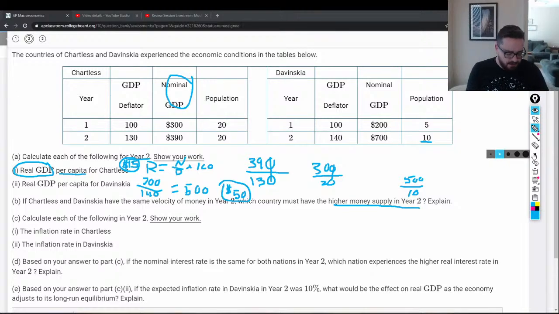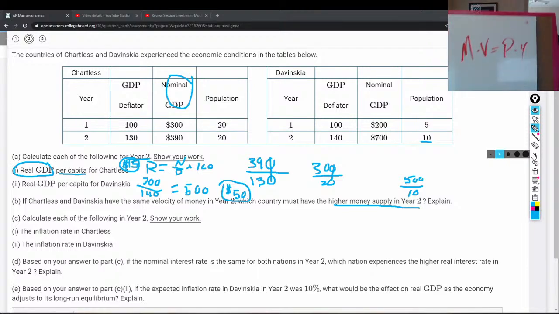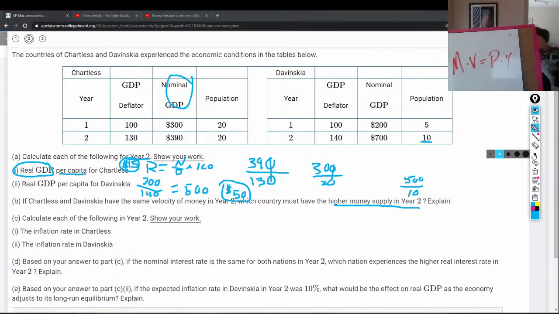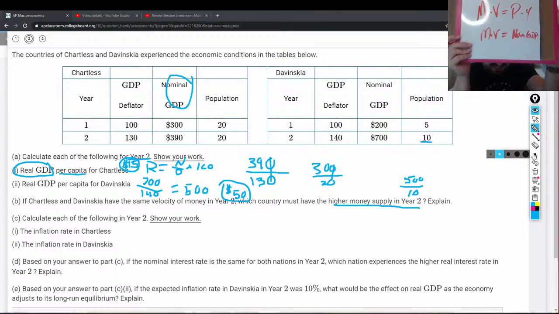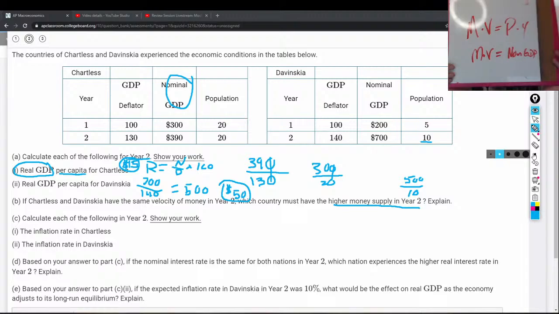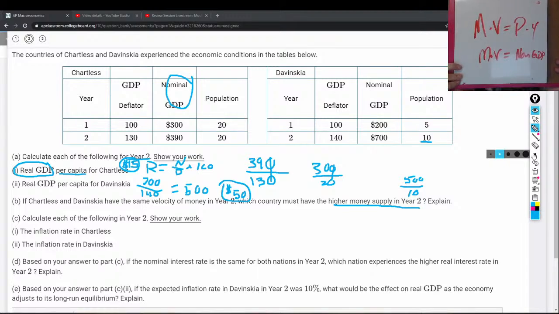It is gross. Okay. The quantity theory of money is M times V equals P times Y. It is the money supply times the velocity of money equals price level times real output. However, P times Y is nominal GDP. So really, it's money supply times velocity of money equals nominal GDP. All right. The question's telling me that they both have the same exact velocity of money. And it's asking me which one has a higher money supply, which means if V is the same and they're asking who has the higher money supply, they're really asking who has the higher nominal GDP.